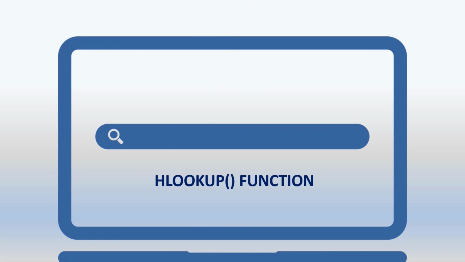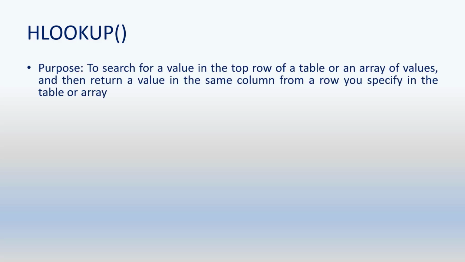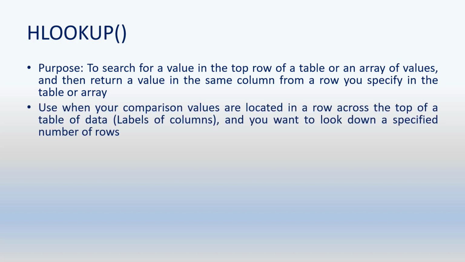Now we will discuss the HLOOKUP function. HLOOKUP function is for horizontal search. The purpose of this function is to search for a value in the top row of a table or an array of values and then return a value in the same column from a row you specify in the table or array. Use this function when your comparison values are located in a row across the top of a table of data. That means the labels of columns, and you want to look down a specific number of rows.